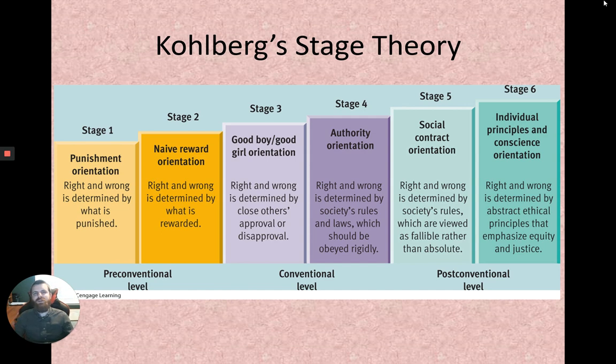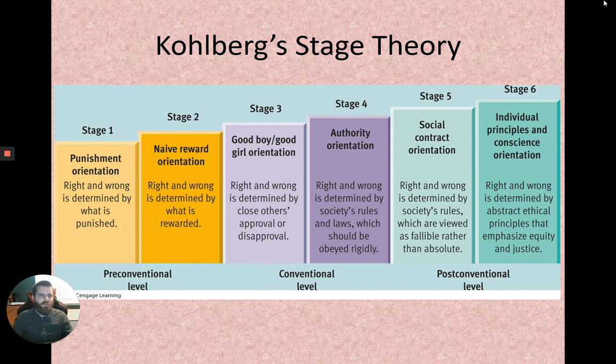So that's stage 3. Stage 4 is when you determine morality, right and wrong, based on society's rules and laws, which you feel need to be obeyed rigidly. So the laws are not fallible. Whatever the law says, you follow. This could be a religious law. It could be a criminal law, a civil law, any laws that basically exist. If the law says that you shouldn't steal or you shouldn't kill someone, then no matter what, there's no fallibility. You just have to be obedient rigidly. So that's the conventional level.